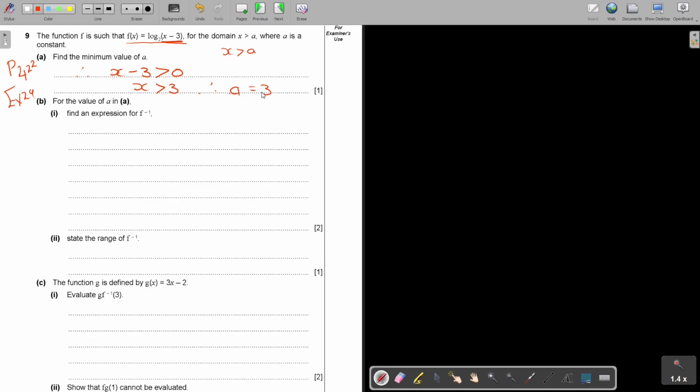So for that value of a, find the expression for the inverse. Now, the inverse is easy. I make it a y, and I say y equals log base 2 of (x minus 3). And as soon as I did that, remember, where I see a y, I make it an x, and where I see an x, I make it a y. So x equals log base 2 of (y minus 3).